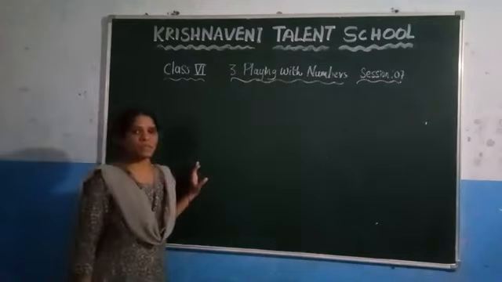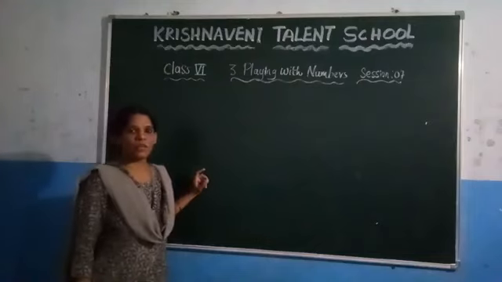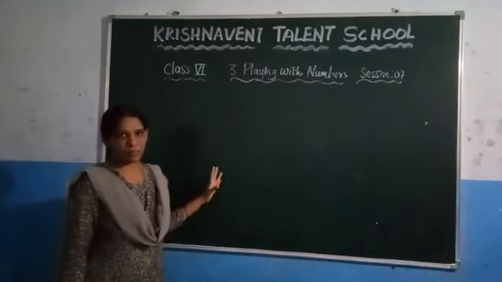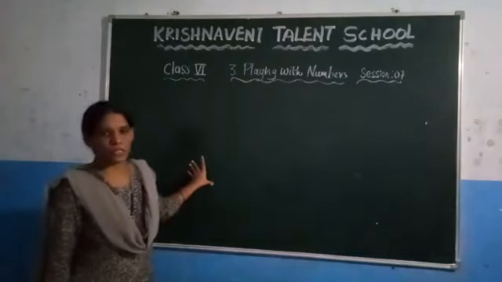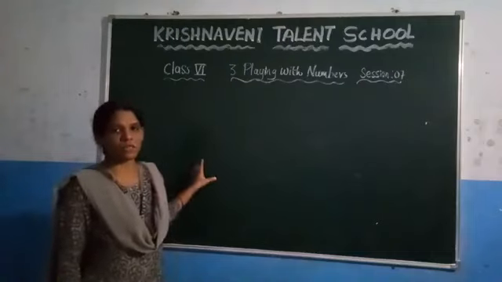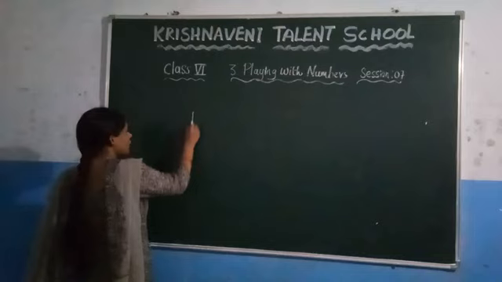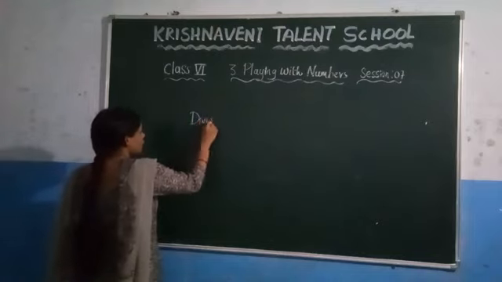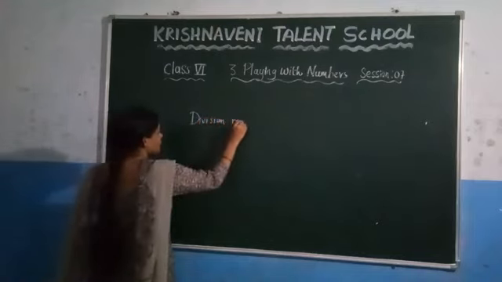We are going to discuss, if you are given any number, how do you find the prime factors of the given number, and we are using two methods to find the prime factors. What are those methods? First is the division method and the second one is the factor tree method.